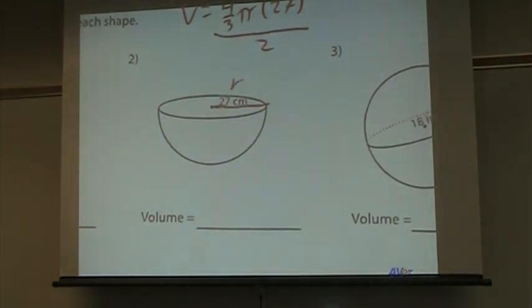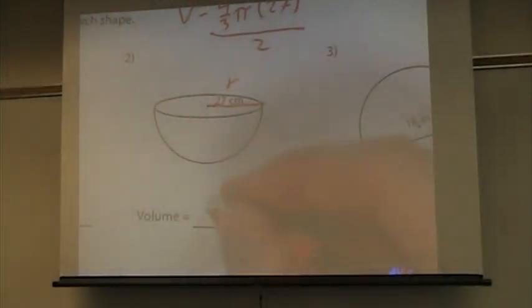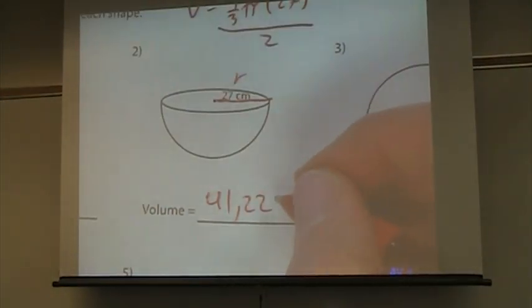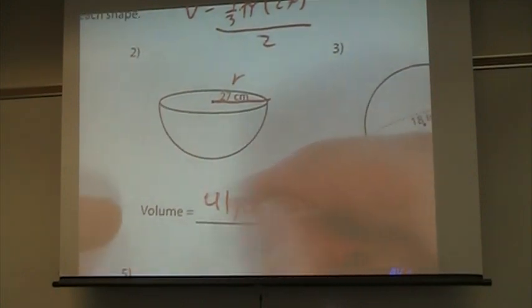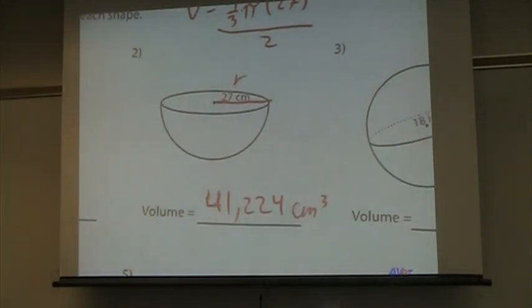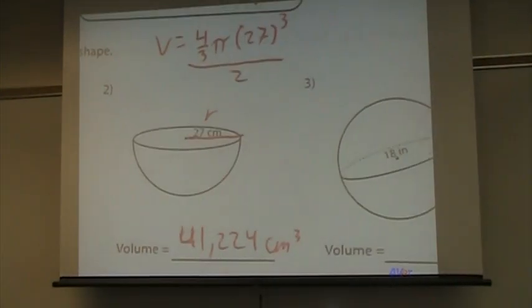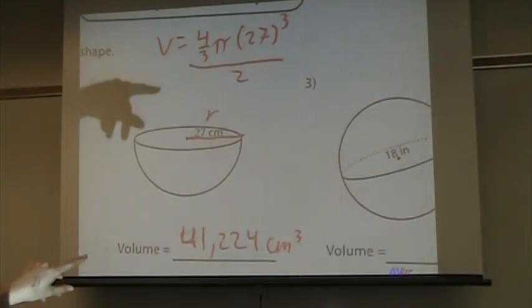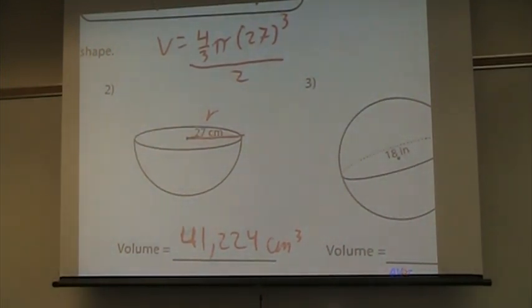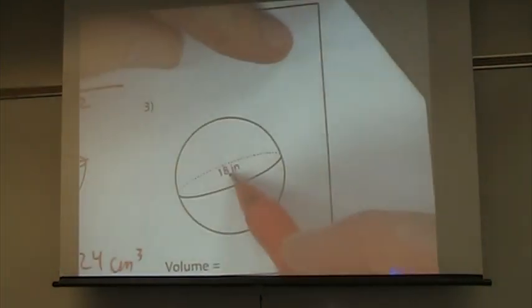So I'm going to take my answer, divide by 2, and I get 41,224. We'll just round to that. There we go. Centimeters cubed, done. So remember, for a hemisphere, find the volume of a sphere and then cut it in half because you're missing the top part of your sphere.